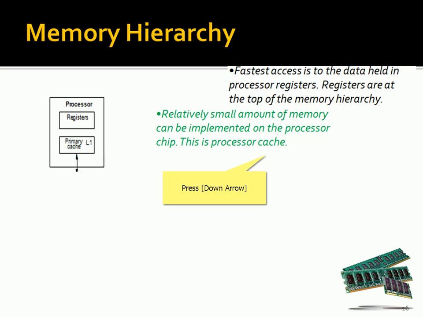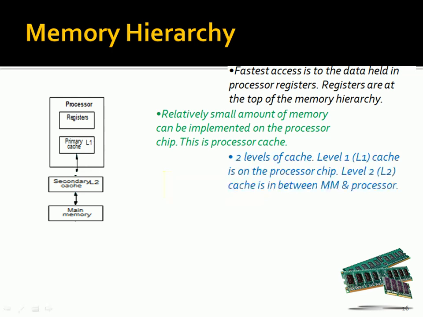To adjust the size gap will be the virtual memory. That will be discussed in the subsequent discussion anyhow. Then there is a secondary cache, that is L2, one for instruction, one for data, and so on. And we have a main memory. So two levels of cache: level 1 cache is on the processor chip, level 2 cache is between the main memory and the processor.